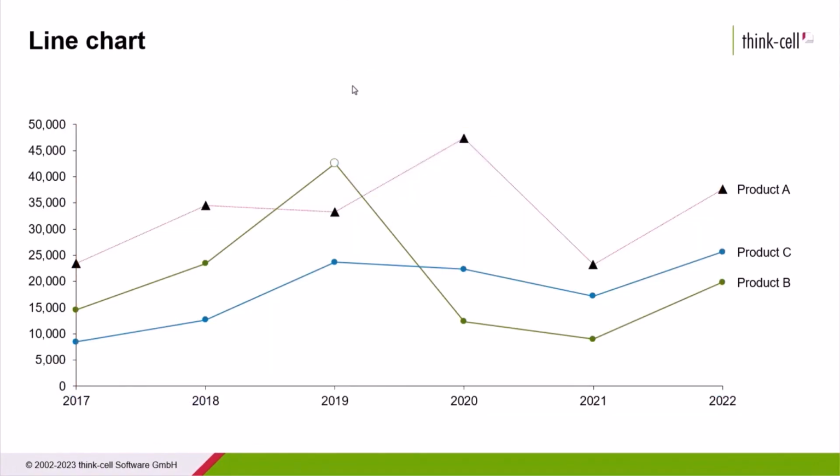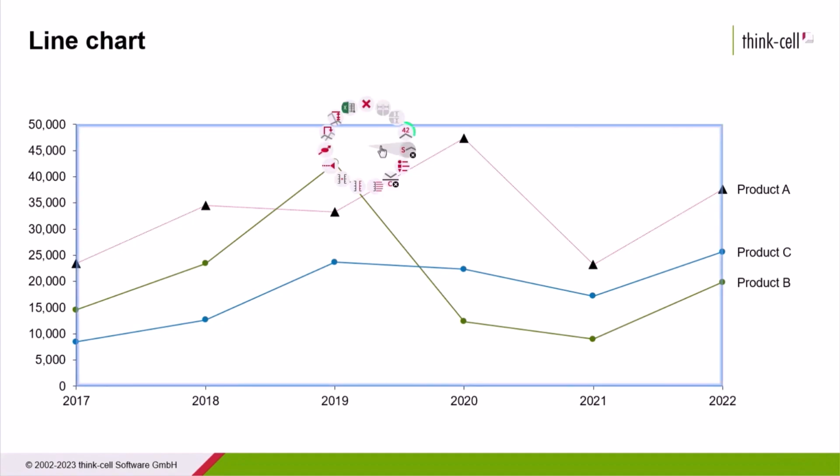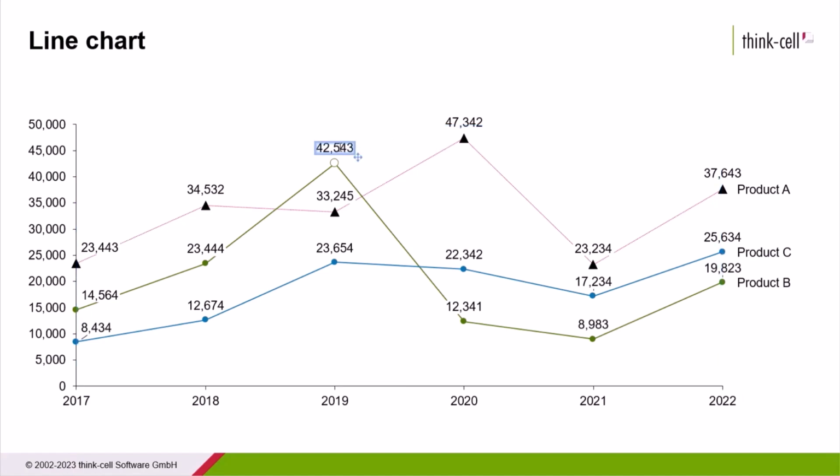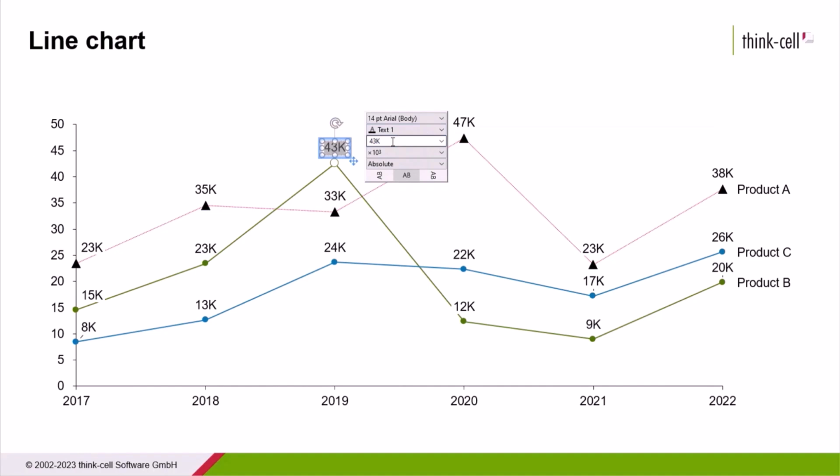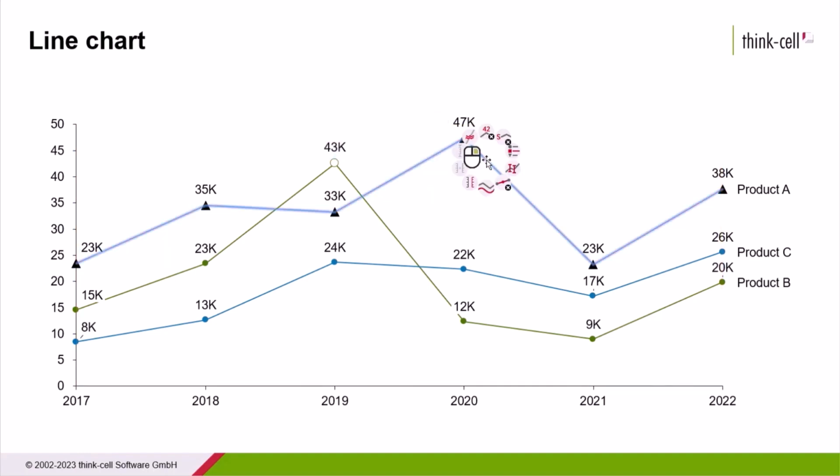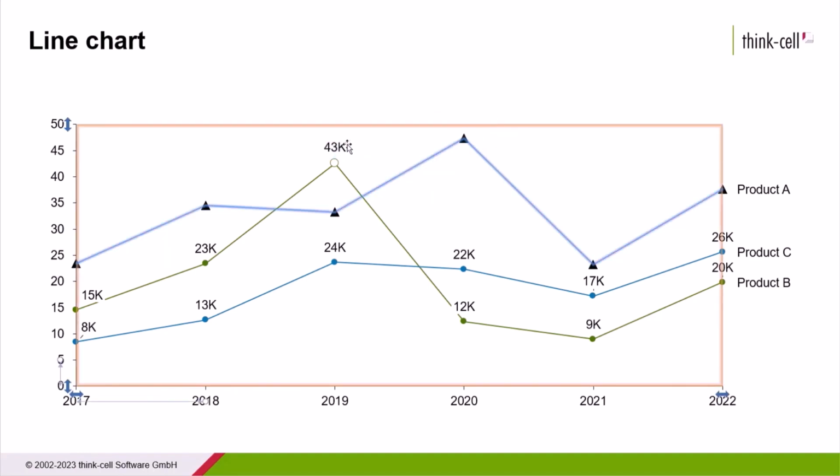To add point labels to your line chart, right-click onto the chart and choose Add Point Labels from the context menu. You can format the label's content via the floating toolbar. Again, you may also add or delete labels for the whole data series or individual data points.